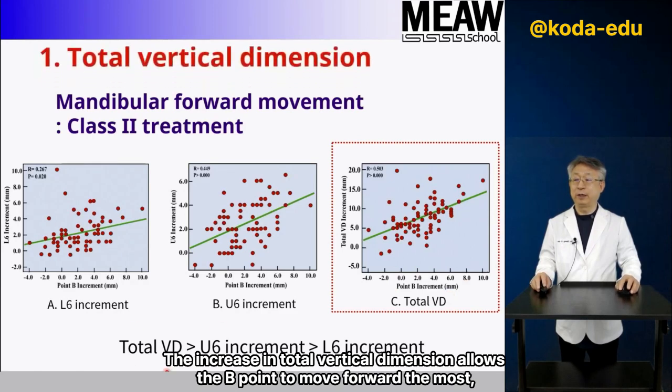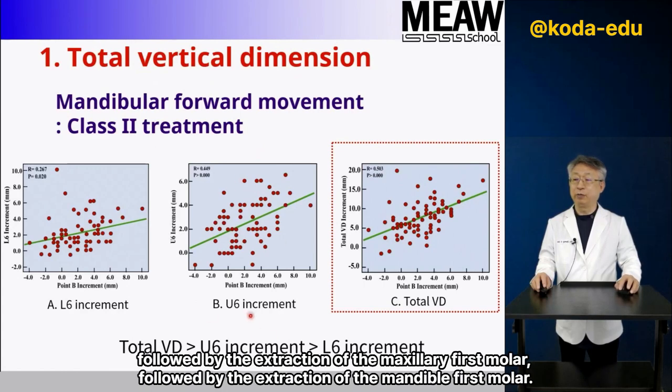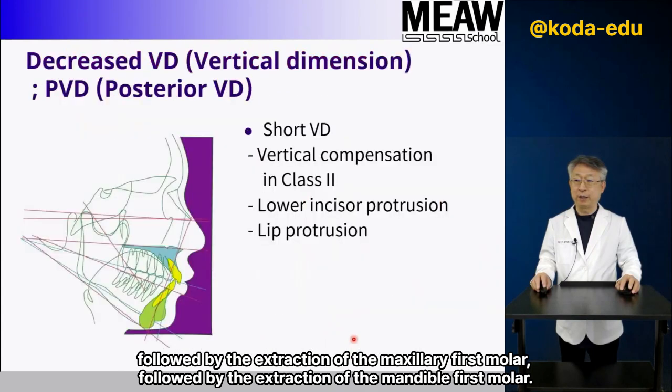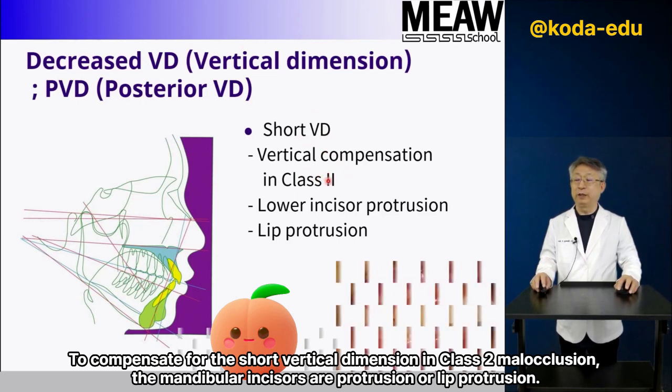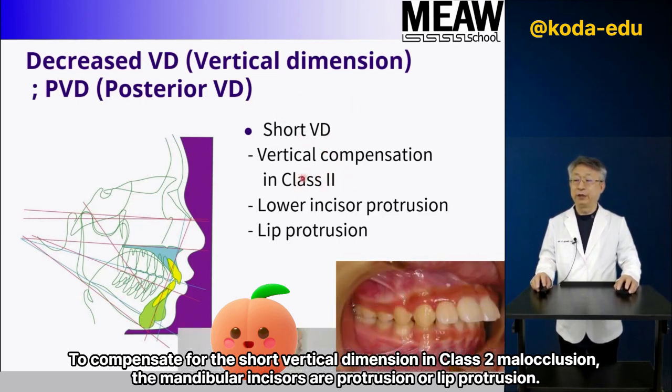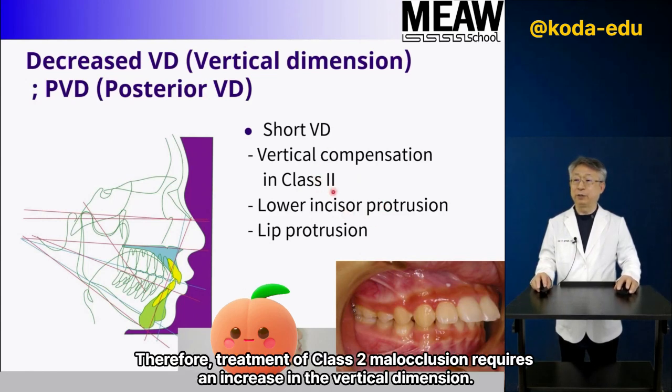The increase in total vertical dimension allows the B point to move forward the most, followed by the extraction of the maxillary first molar, followed by the extraction of the mandibular first molar, to compensate for the short vertical dimension in class 2 malocclusion. The mandibular incisors are protruded or there is lip protrusion. Therefore, treatment of class 2 malocclusion requires an increase in the vertical dimension.